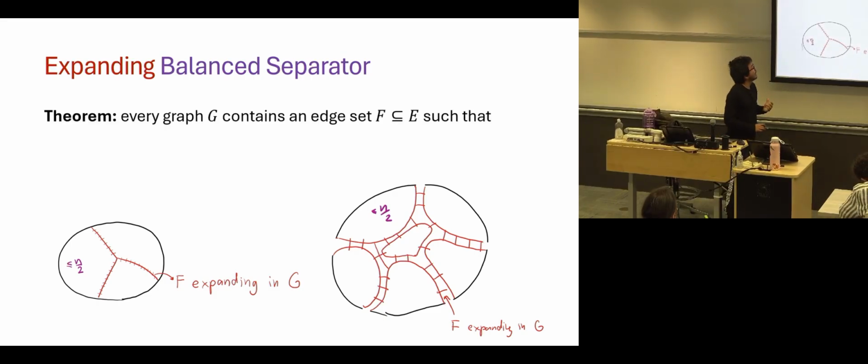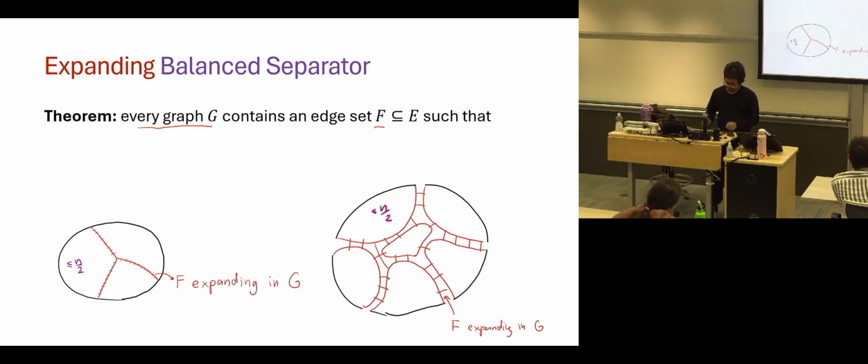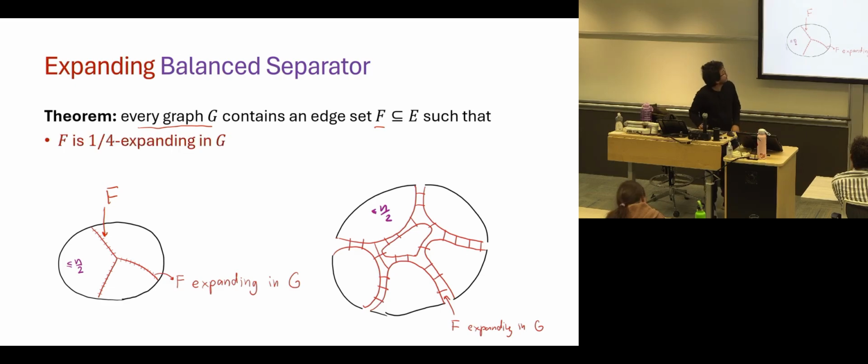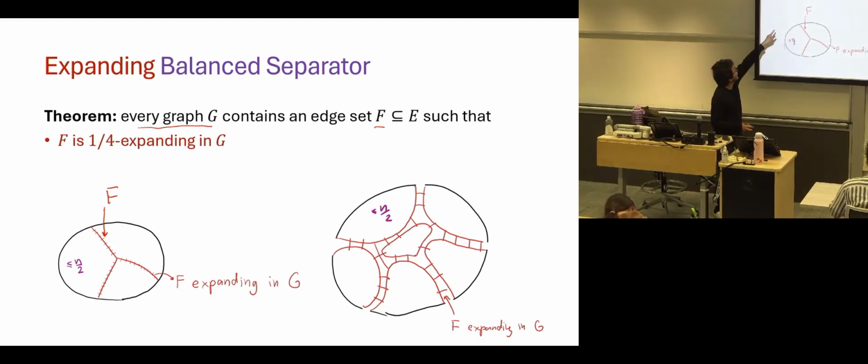Let's say you have a graph. I claim that there exists a set of edges, call it F, such that first, it is expanding. Note that this just means the degree of F is expanding in G. How expanding? Really good expansion, like 1/4 expanding. So that's the first property.